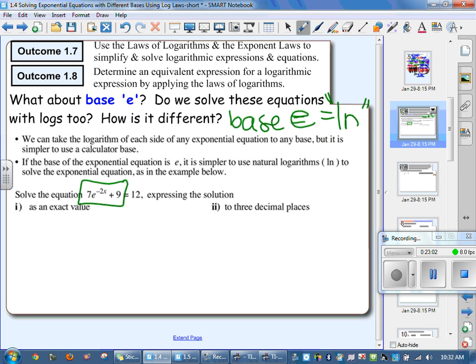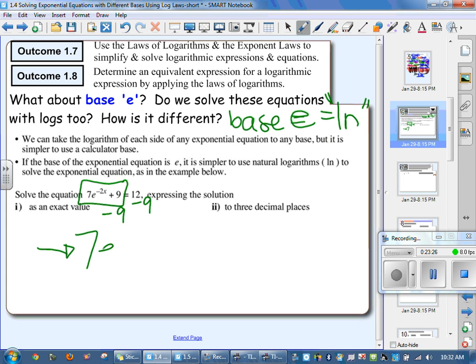So what do I have to do with that 9? I need to take it to the right. It can't stay where it's at. So the first step I'm going to do is subtract 9 from both sides, and that's my very first step. So I rewrite my equation, and I'm going to have 7 e exponent negative 2x equals 3.